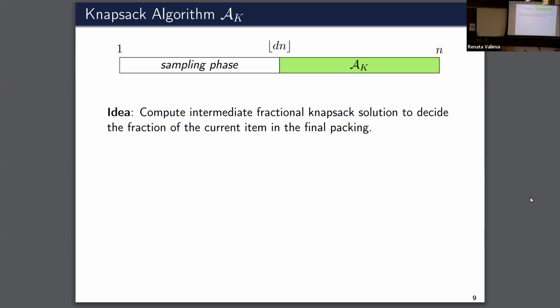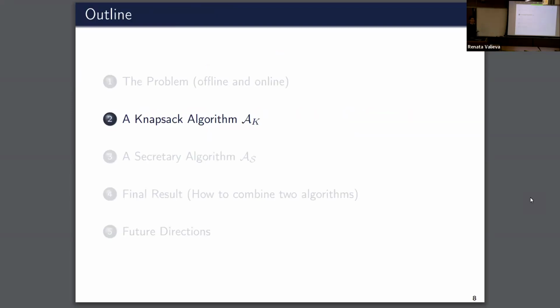As I anticipated before, the high-level idea is that we have a sampling phase where we reject all items. Then in the green phase, we will pack items. At each round, we compute an intermediate solution with the items seen so far and use that to decide the fraction of that item in the final packing.